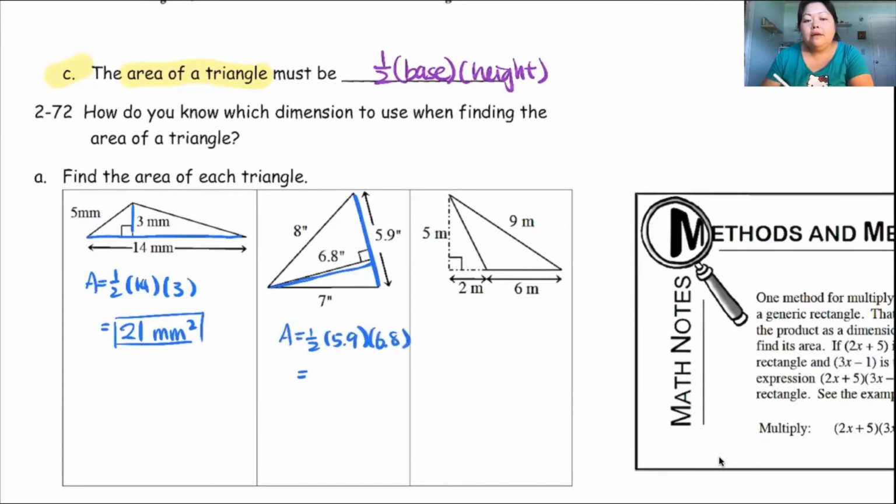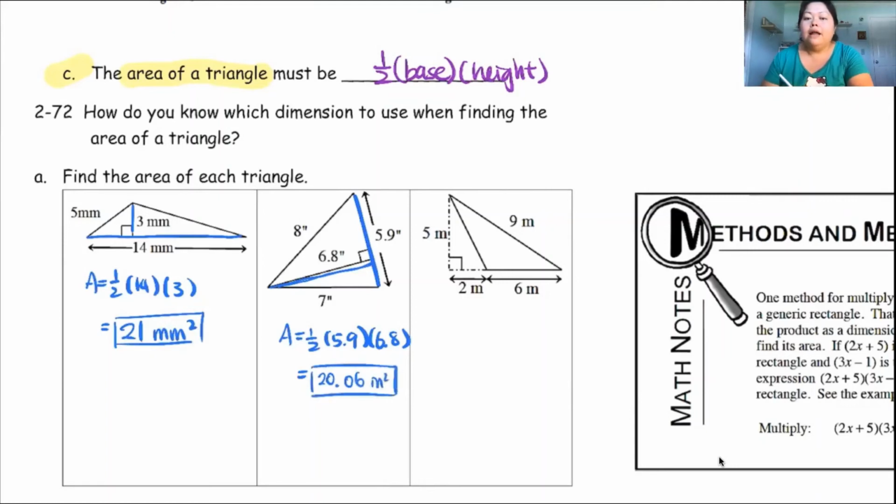Okay, what about the 7 and 8? Those don't do anything for me. They're extra information there just to confuse you, to remind yourself that no, they're not bases or heights, because the base and height must make 90-degree angles. All right, and if you put this in your calculator or calculate this out, you should get 20.06, and the 2 marks means inches. So, means square inches.